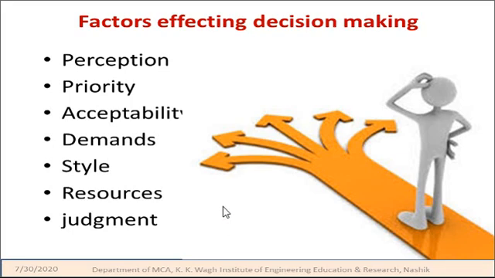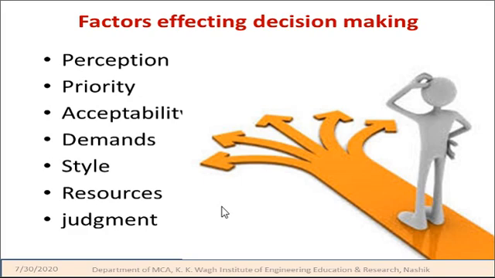Let's discuss what factors affect decision making. Perception is a very important factor for decision making. If you are always thinking positive, then accordingly you can make positive decisions. If you are always thinking negative, or are a negative person, then you may think negatively. Then you have to set priorities for the things you have to perform. Acceptability: whatever the situations are, true or false, you have to accept them and act accordingly. That is a very important factor.